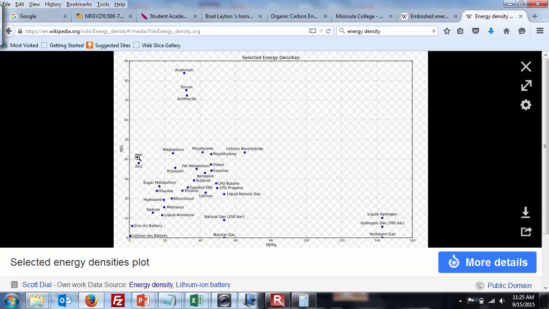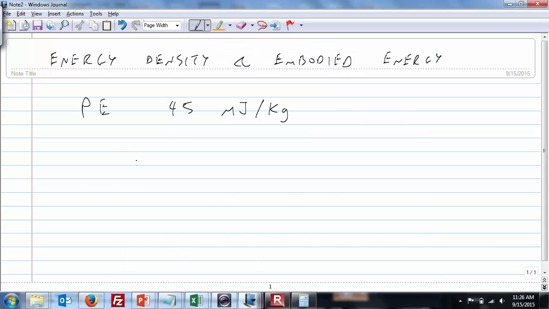And I'll just call it 45 megajoules per liter too. If you were to eat polyethylene, if your body could metabolize polyethylene, how much would you have to consume each day to live? That's all you're eating.